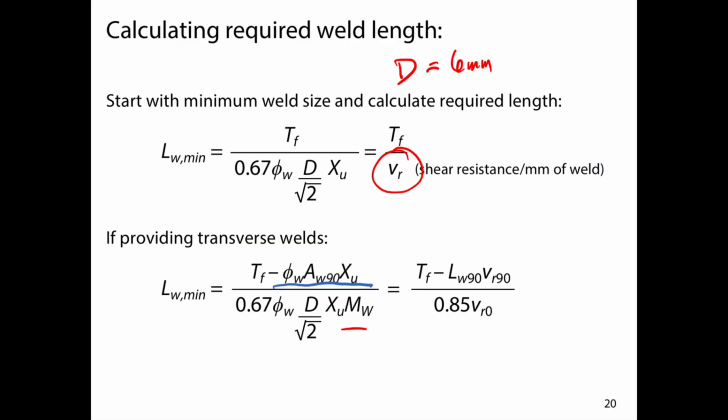This is basically VW AW XU. 0.67 gets multiplied out by the 1.5, so those 2 terms kind of go away, and we just have phi W AW XU. And again, I'm going to use this little term.